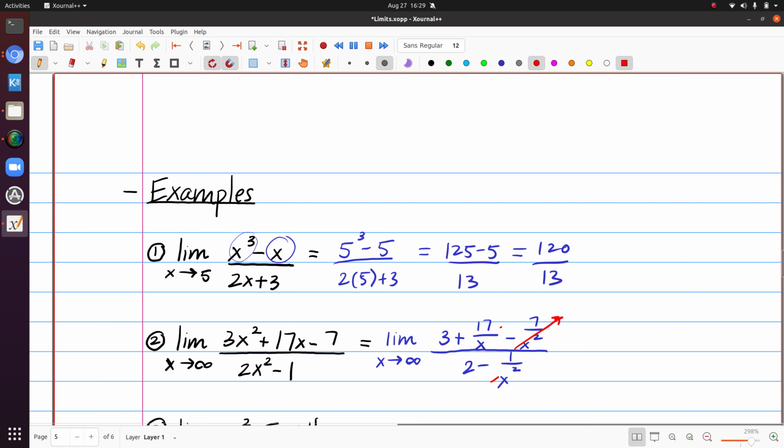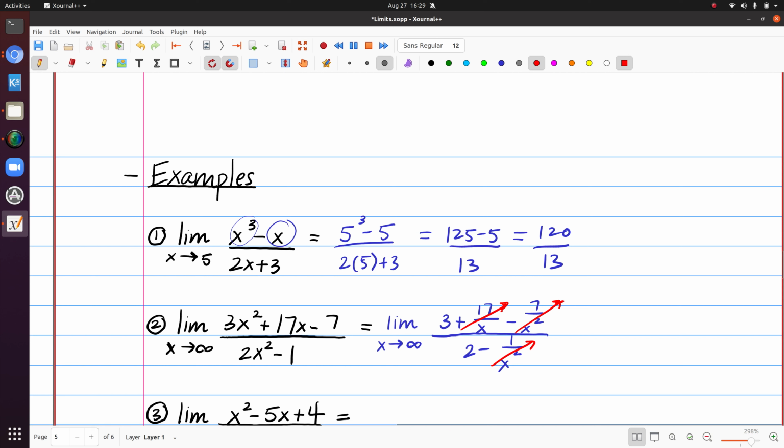And that will be true for these other pieces that have a constant divided by a power of x. So I'm left with the value 3 in the numerator and 2 in the denominator. And so that's going to be our final answer.